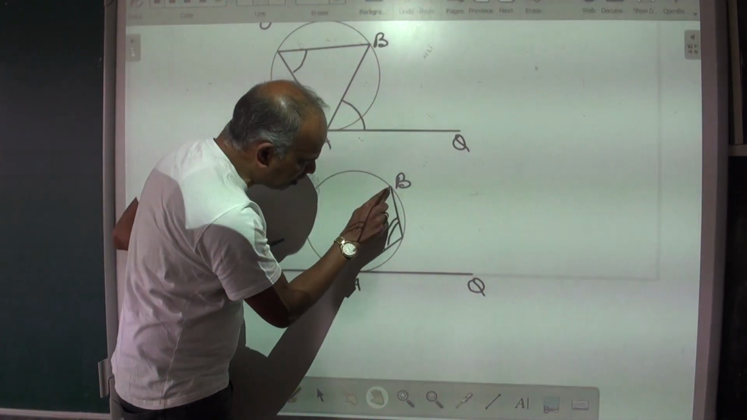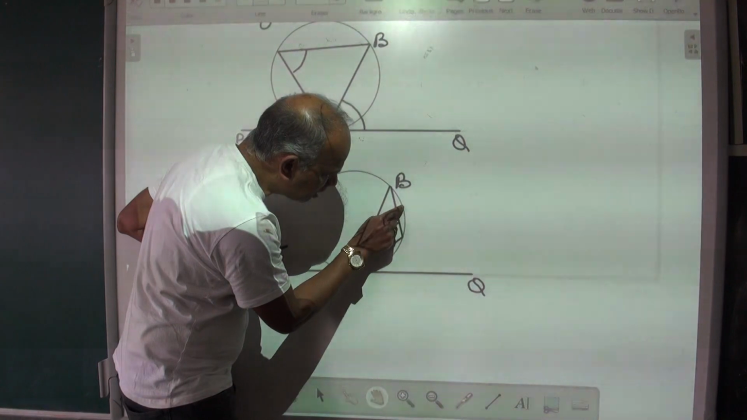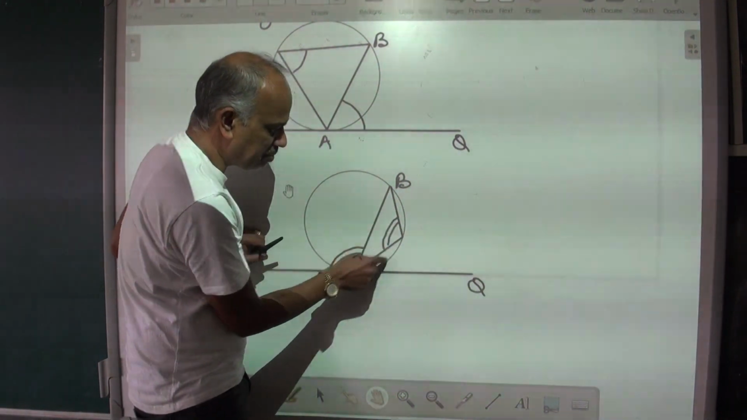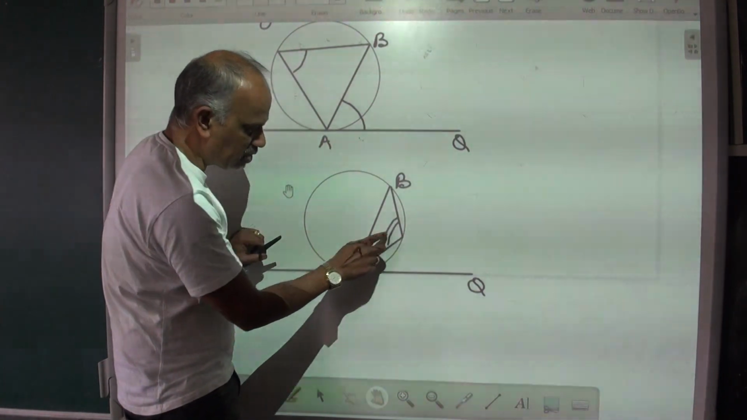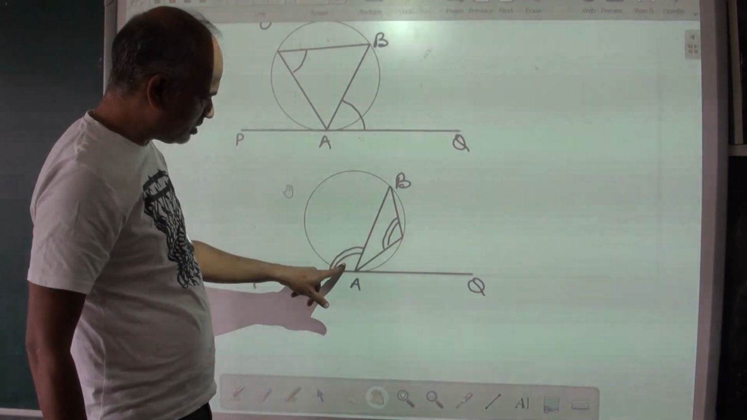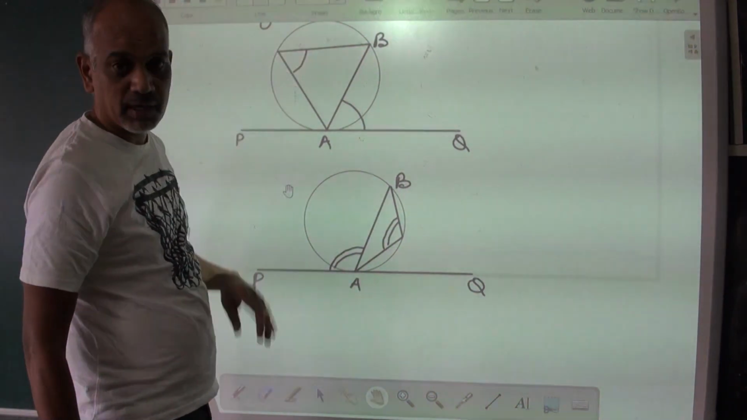So this angle can be made anywhere from B on the circumference till A. Anywhere it can be made. I have just considered this angle. So these two angles are equal. In this case, this angle and this angle are equal. In this case, this angle and this angle are equal. It's from the same property.